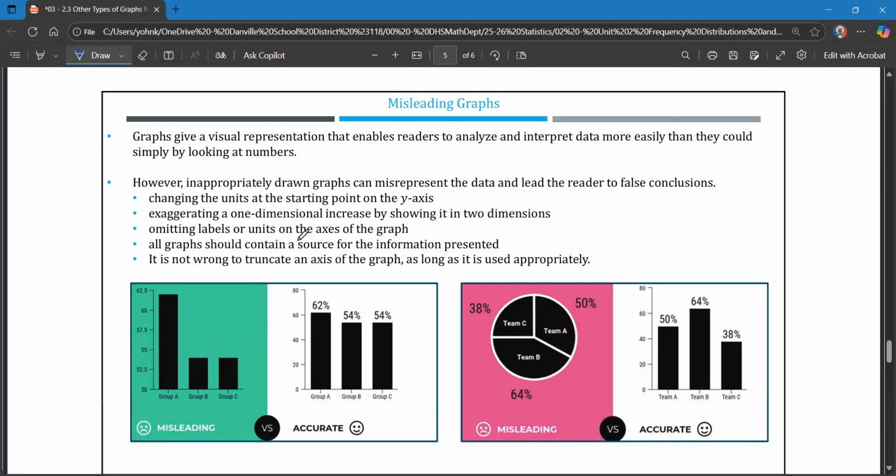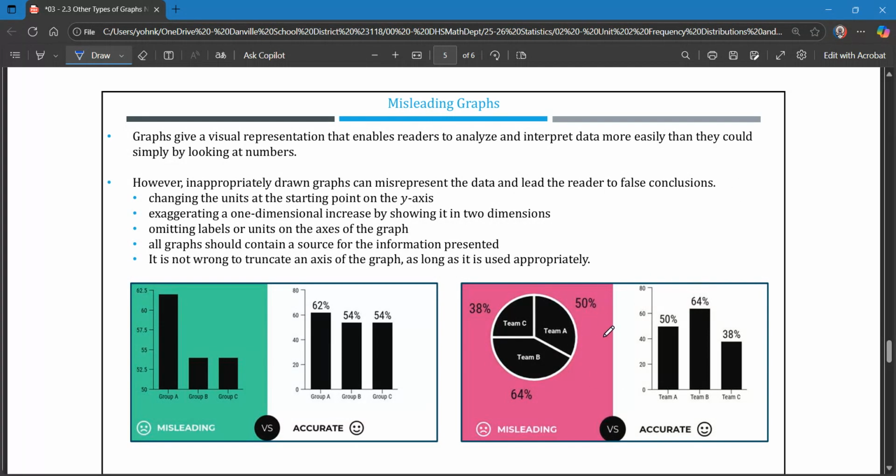All graphs should contain a source for the information presented. You should never be given a graph blankly and say, well, here's the graph. The graph should always have some kind of narrative behind it explaining to you where the data came from and when they took it so that you can look at the validity of the data and therefore rely on the answers. Last one, it's not wrong to truncate an axis on the graph as long as it is used appropriately. So if you're going to chop off the bottom of this first graph, you need to make sure that it's not going to disturb your data representation in any way, but that it's going to appropriately show the differences.